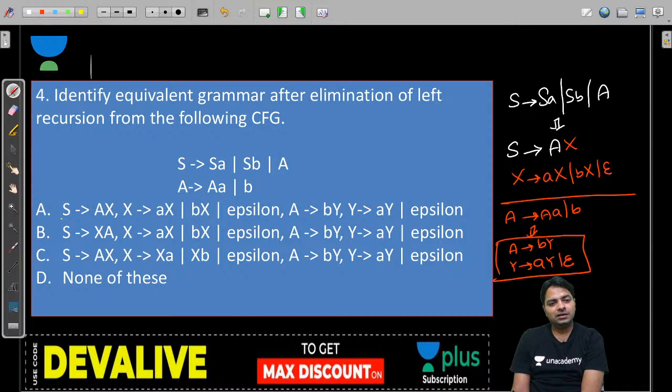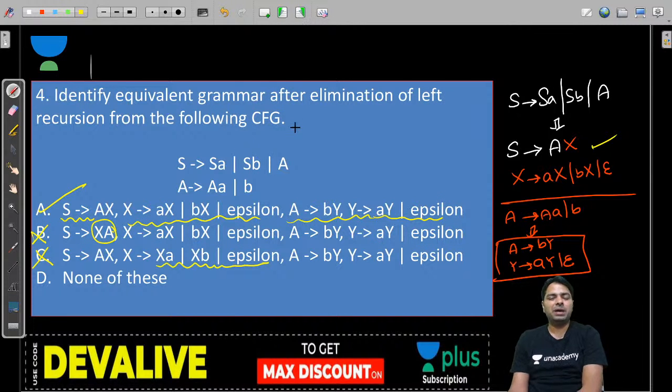Yes, A is true: S to AX, X to AX, BX or epsilon, and A to BY, and Y to BY or epsilon. Matching, yeah. What about option C? Is that exactly the same? No, right? You have XA, XB, left recursion. So we can't choose option C, and we can't choose option B because already you are failing in the first step. So option A is right. And when the options don't match, then maybe you should eliminate capital A first, then eliminate capital S.